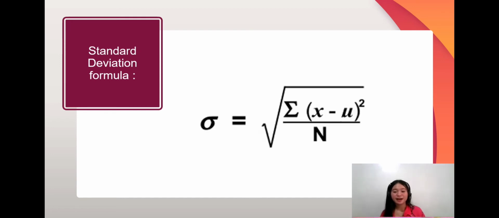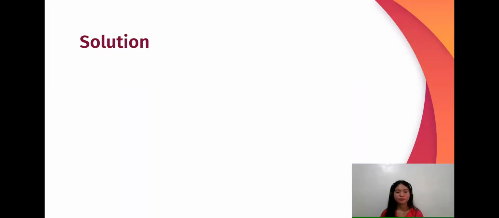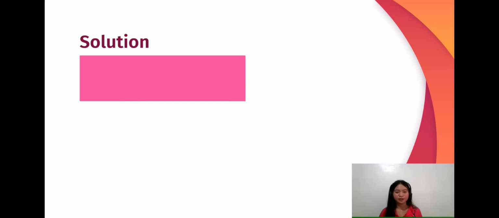They are the same as the variance, the only difference is that the standard deviation is the square root. So, for example, find the variance and standard deviation for brand B paint. The months were 35, 45, 30, 35, 40, and 25. So here is the solution.